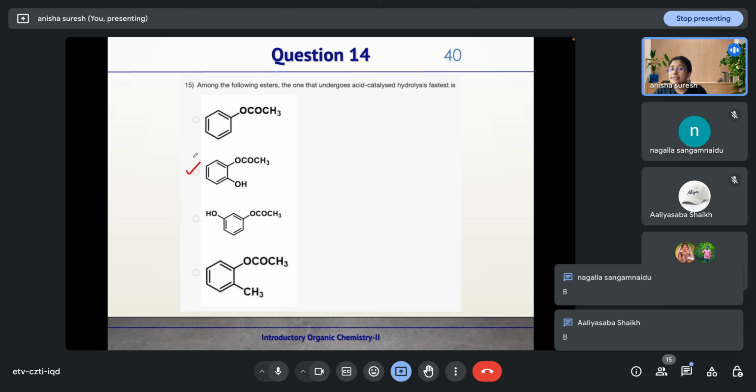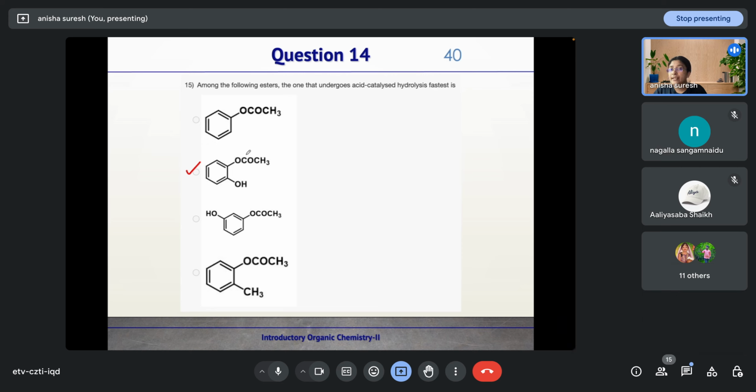The reason is that this OH, because of its electron withdrawing nature, will make this carbonyl carbon more electrophilic. So the OH minus can attack on that at a faster rate. Means water can attack on it at a faster rate, and hence we will get the acid at a faster rate compared to others. Here the OH is at the meta position compared to at the ortho position.